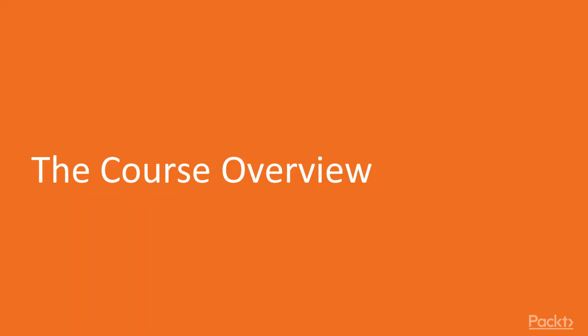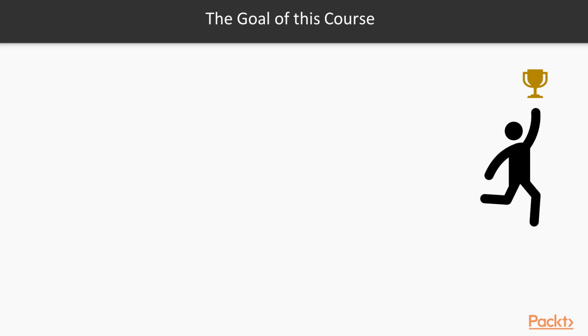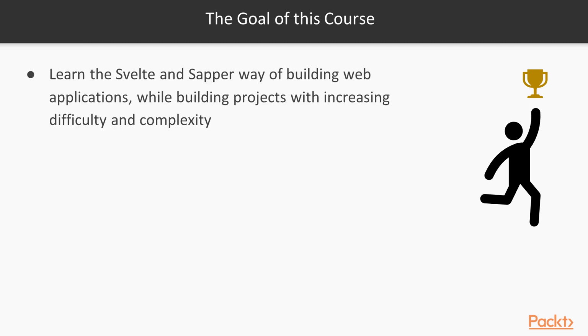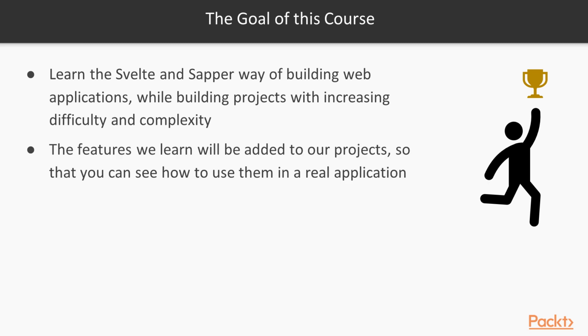Okay, now that we know each other, we can move on to the course overview. Let's see what this course is about. First, let's define the main goal of this course. My objective is that you learn the Svelte and Sapper way of building web applications while building projects with increasing difficulty and complexity. The features we learn along the way will be added to a project so that you can see how those features work in a real application. By the end of this course, you will be familiar with Svelte and Sapper, and you will also be able to build real-life web applications using these tools.